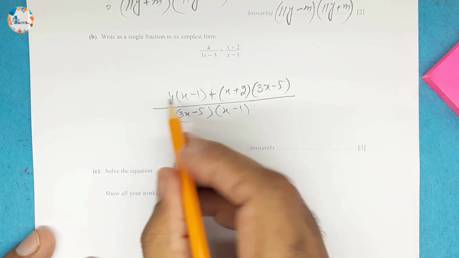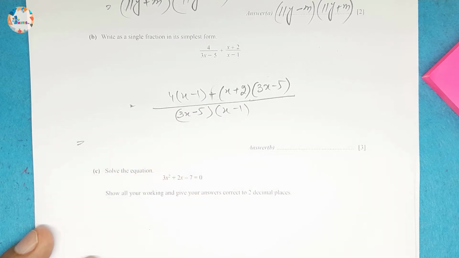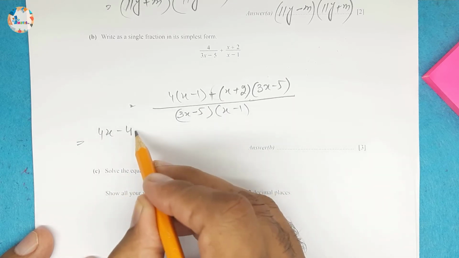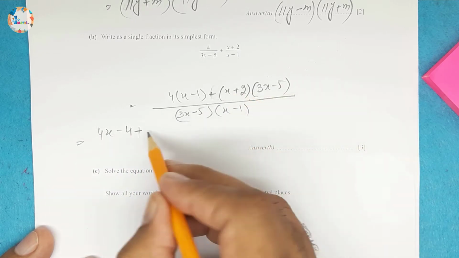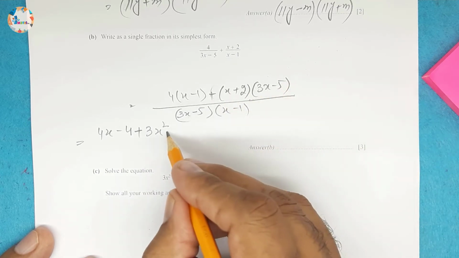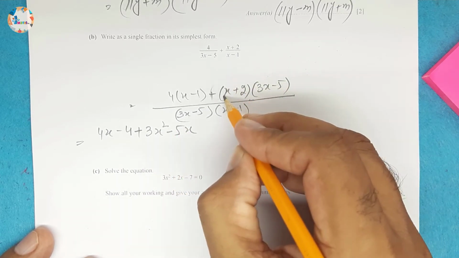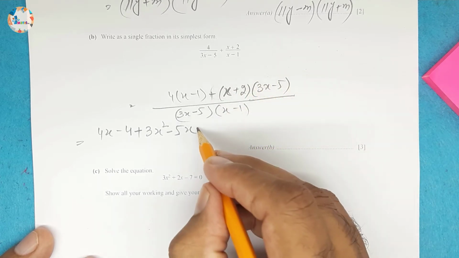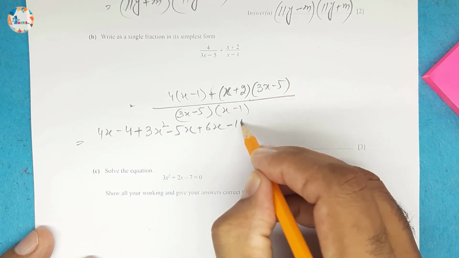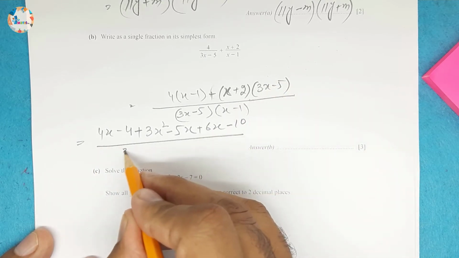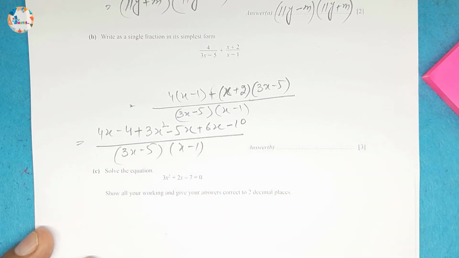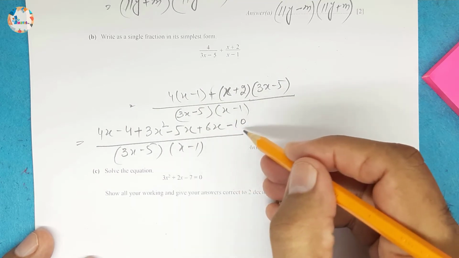And further we can simplify by opening the bracket, so we'll get 4x minus 4, plus x into 3x will be 3x squared, then x into minus 5 will be minus 5x, and then we multiply 2 with 3x, which is plus 6x, and 2 with minus 5, which is minus 10, divided by 3x minus 5 and x minus 1.